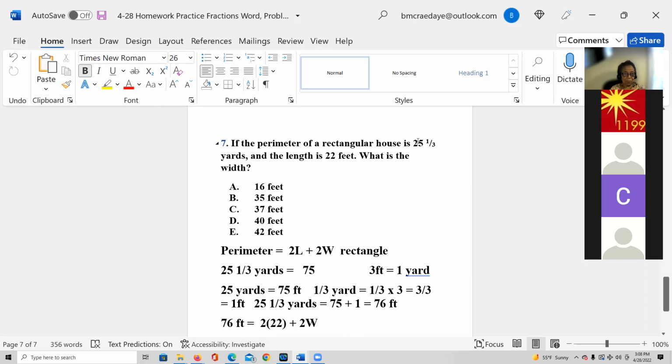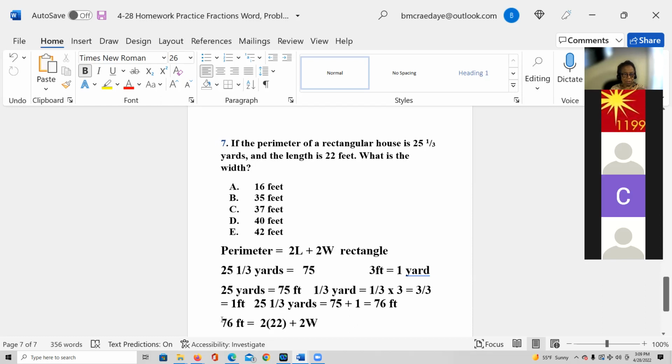Now, if the perimeter were given in feet instead of yards, you wouldn't have to make that conversion. You just put the number of feet, and 2 times the length plus 2 times W. Miss, because it's 2 times length, you have to put 22 on one side and 22 on the other side, right?